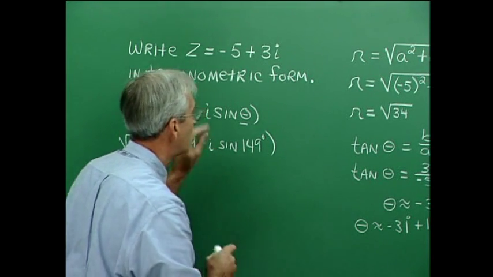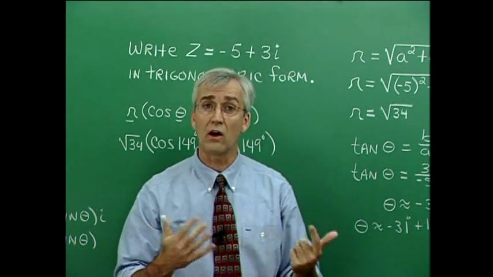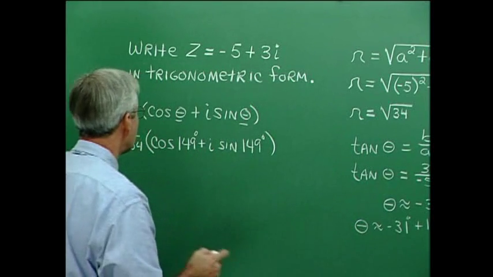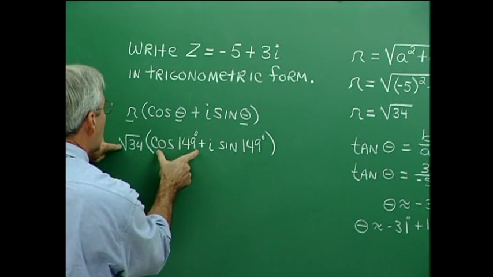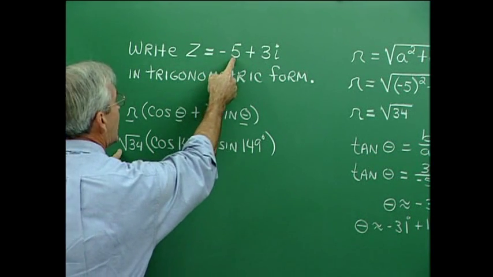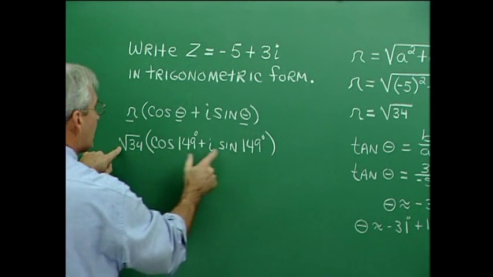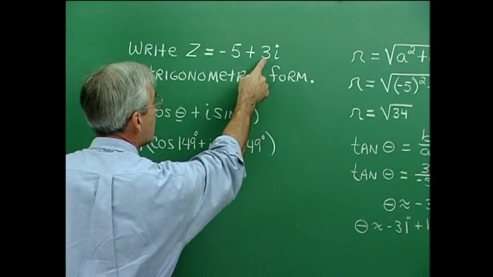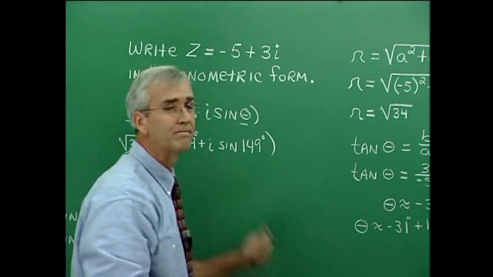Okay, so here's the trigonometric form. Now it's pretty easy to verify your calculations here using the calculator. If you want to, for example, you can do this. If you take the square root of 34 and multiply times cosine of 149 degrees, you should get this -5. You should get right about -5. And the square root of 34 times sine 149 degrees should give you the 3 for the coefficient of i. You might try that on your own.